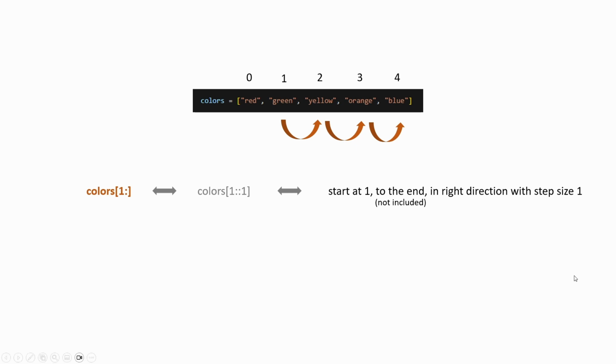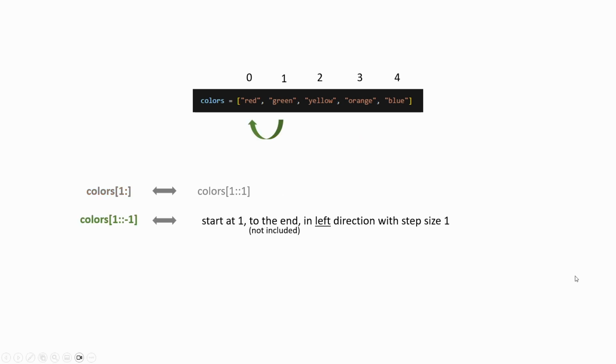And now we have the example from the quiz, and this is the green part here. So if we have colors[1::-1], this means start at 1 to the end in left direction with step size of 1. So the result will be green and red.